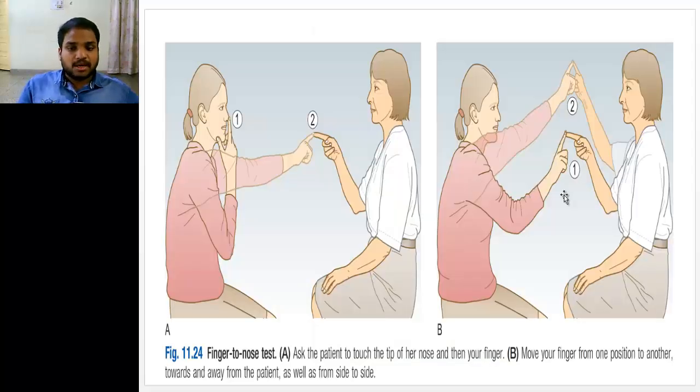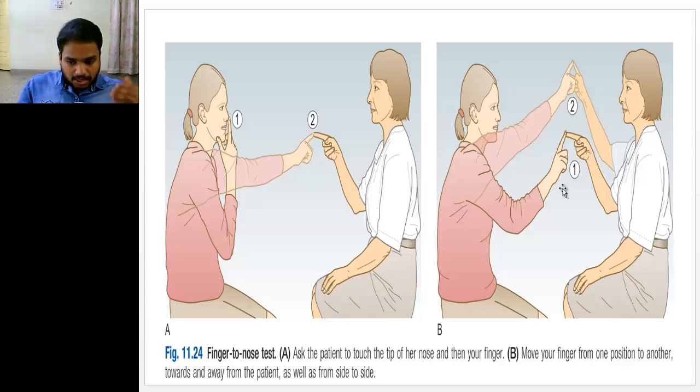So in case of a cerebellar lesion, there are certain tests that you need to look for to find the cerebellar lesions, right? So what are those tests? One is the finger to nose test. That is, you can ask the patient to touch the tip of her nose as well as touch the examiner's finger, right? So you have to do it rapidly, and then you can move your finger from one position to another, that is both sideways as well as towards and away from the patient, right? So that is the finger to nose test. So what would be seen if there is a lesion in the cerebellum?